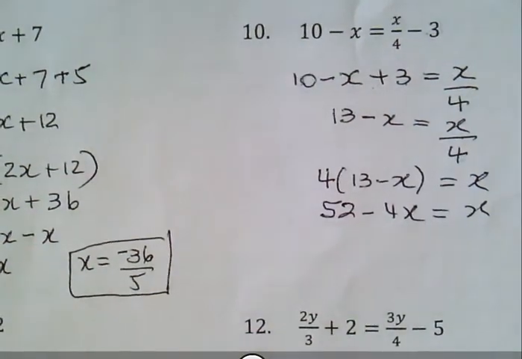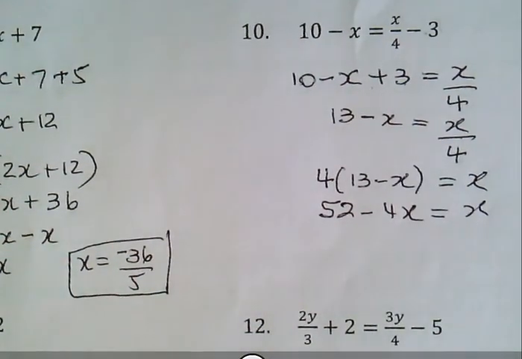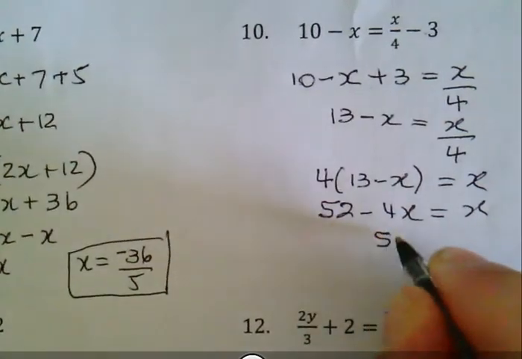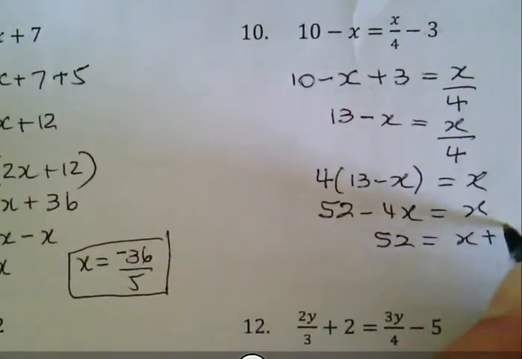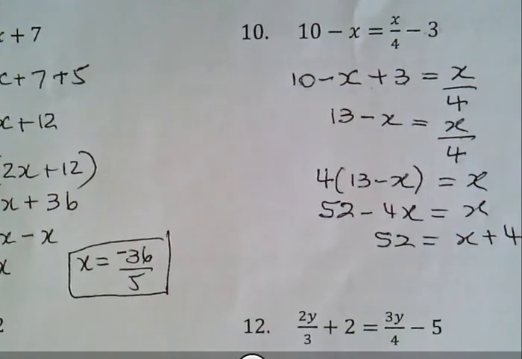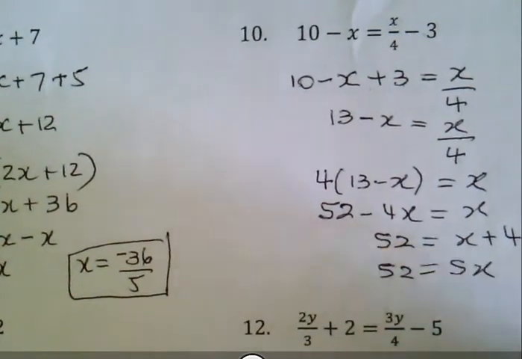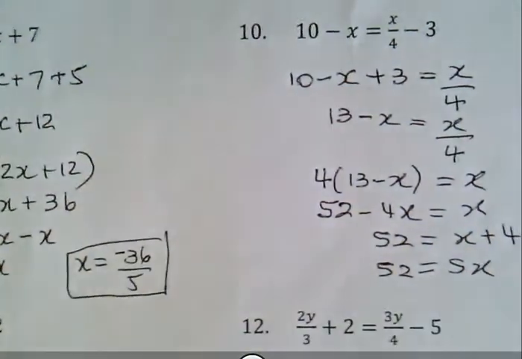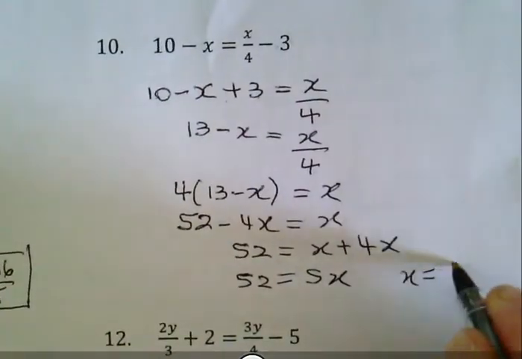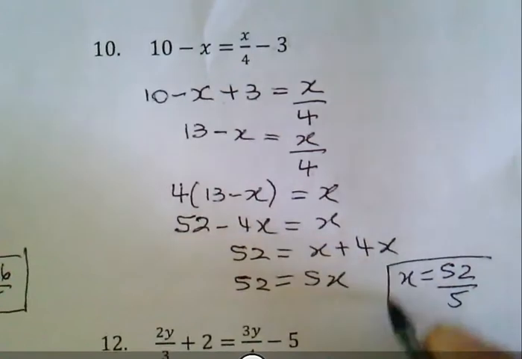Now, you always move the smaller x next to the bigger x, then you won't get negatives. So I'm going to move this minus 4x, inverse operation, plus 4x, and I get 52 equals 5x, or that x is 52 divided by 5, and you can just leave it like that.